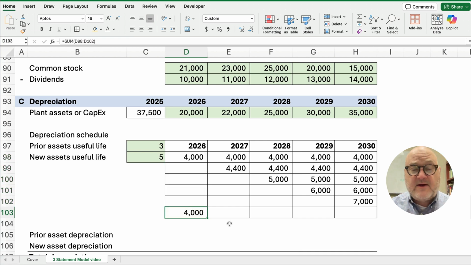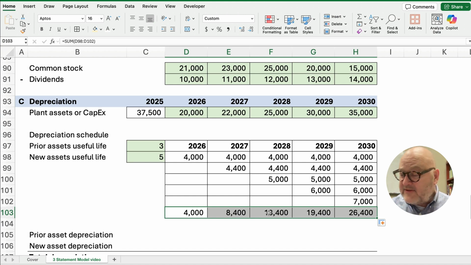So we can take the 4,000 and then add it all up each year. So 8,400, 13,400, 19,400, 26,400. So this is a cost that we expense over time.